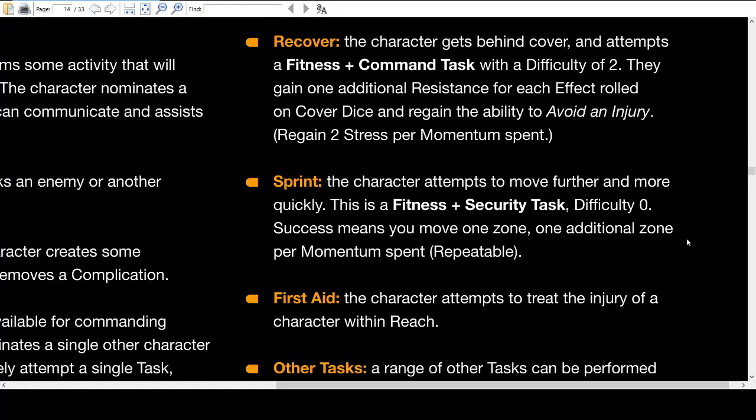The character gets behind cover and attempts a fitness plus command task with a difficulty of 2. They gain 1 additional resistance for each effect rolled on cover dice and regain the ability to avoid an injury. Regain 2 stress per momentum spent.